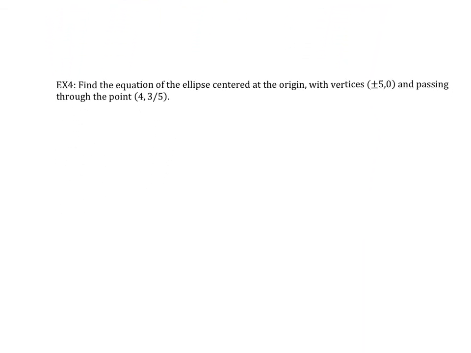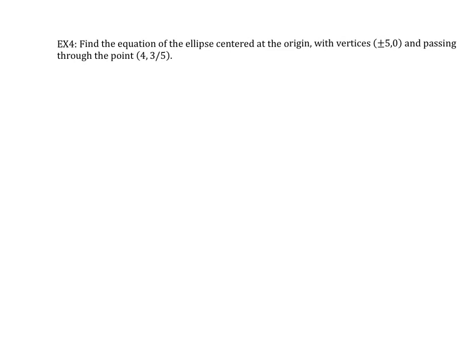So we found some important information and we graphed. In the next example, we're going to be given some information and we have to come up with the equation of the ellipse. So if we had to find the equation, the center is at the origin. Notice the vertices in this particular case, the plus or minus 5, that's actually an x value, right? So that would be our a. And it's an x value, so that tells me my vertices are on the x-axis. And then it's passing through the point 4 comma 3/5.